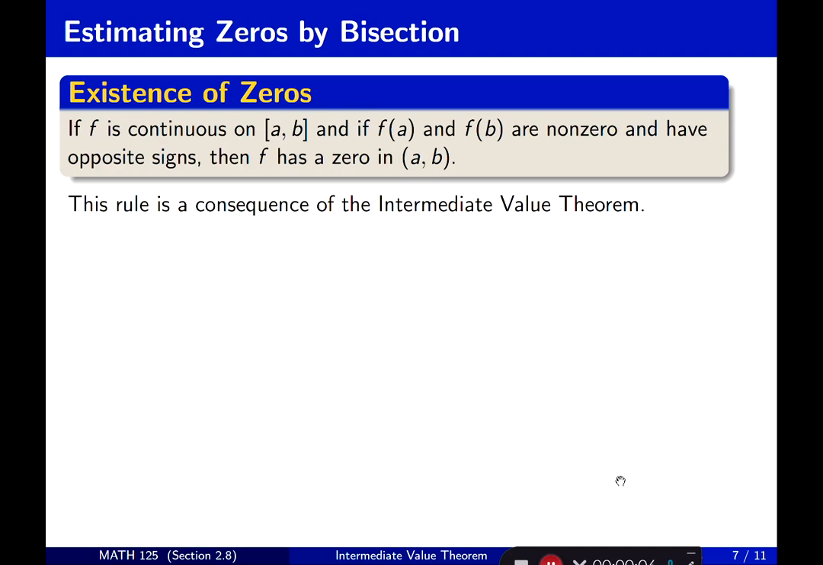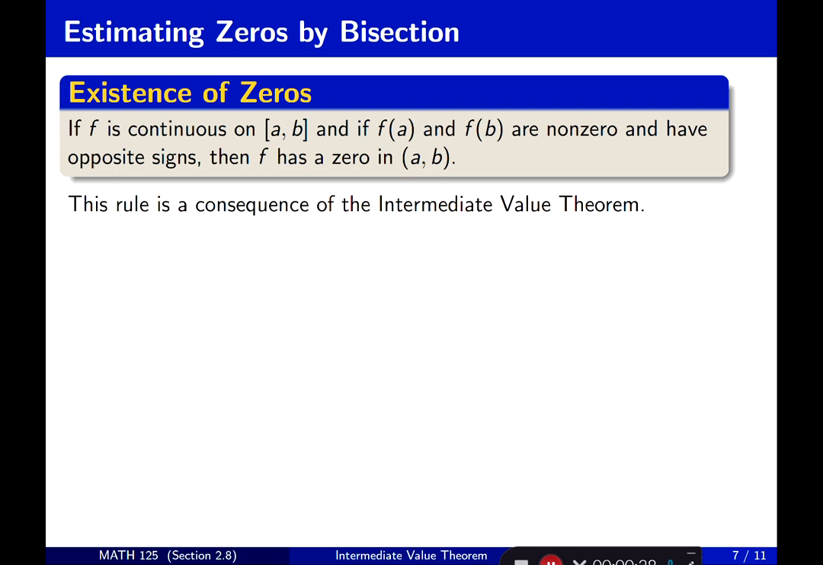We're continuing with section 2.8, estimating zeros by bisection. So, existence of zeros: if f is continuous on the closed interval a and b, and if f of a and f of b are non-zero and have opposite signs, then f has a zero in the open interval a and b. This is a direct consequence of the intermediate value theorem.